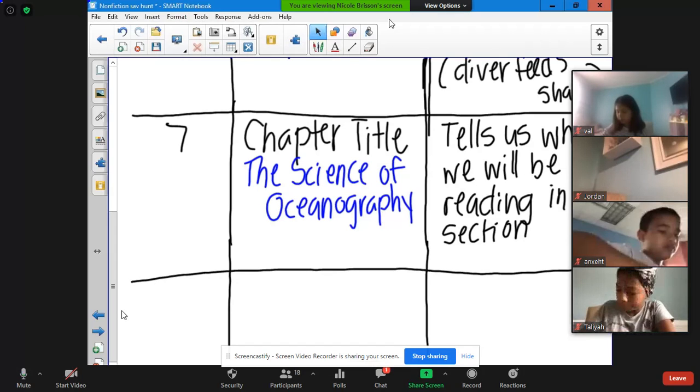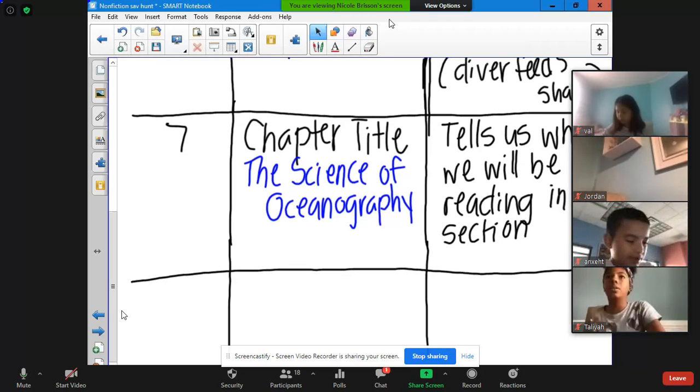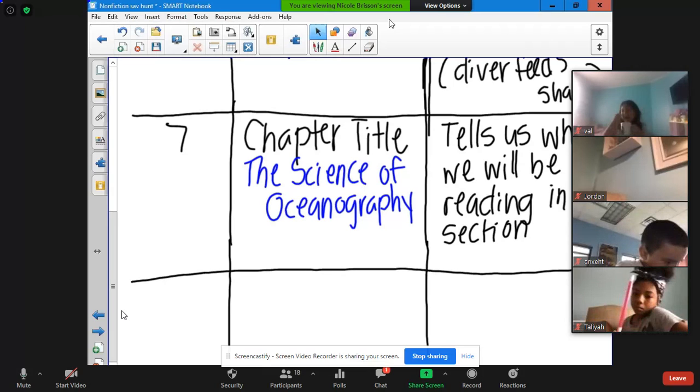So it tells us what we're going to be reading about in that section. This is all going to be about the science of oceanography. Well, I'll put it in that chapter. That's fine. Chapter's fine as well. You can write chapter or section. I am fine with either. All right, pencil in the air once you've got this down. So this is a chapter title. Now we're going to go to the next page, and I want you to see if there's like a mini chapter title. See if you can find a mini chapter title.